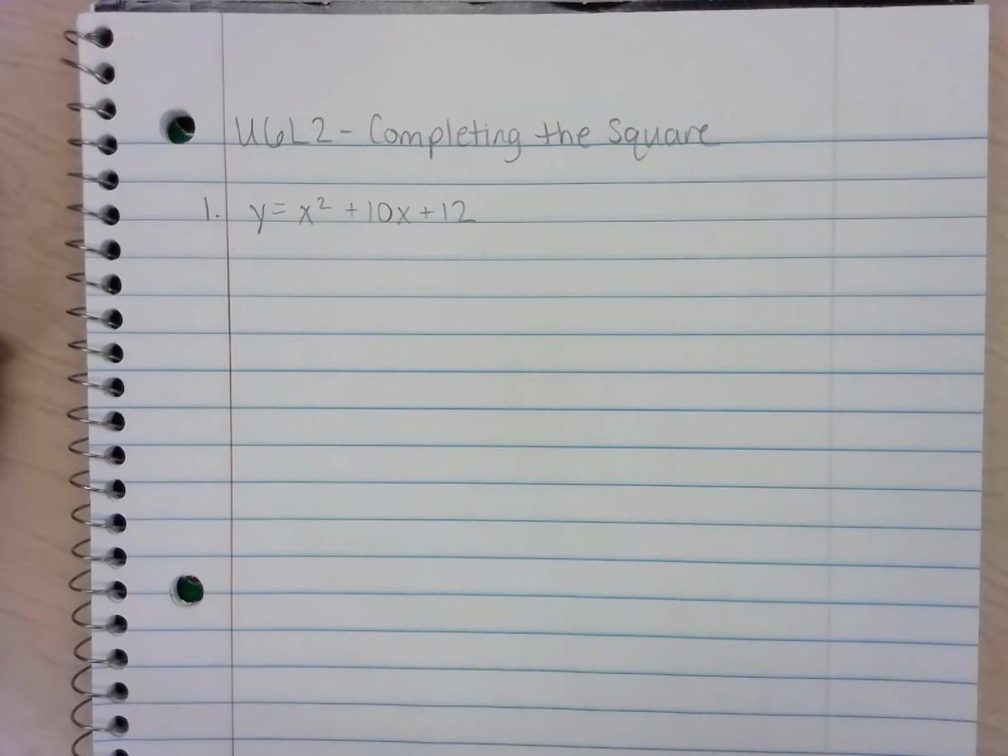In this lesson, you will learn how to write a function in standard form into vertex form by completing the square. Let's look at example number 1. We have y equals x squared plus 10x plus 12. You'll need to complete the square by finding a c value that makes the trinomial a perfect square.